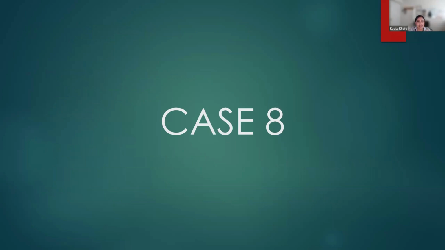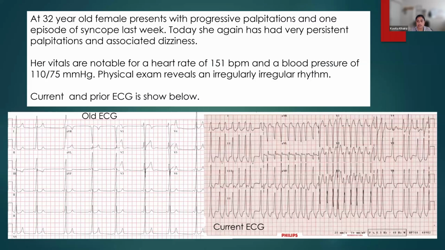Okay, so case 8, and let's see, we have 15 minutes. A 32-year-old female presents with progressive palpitations and 1 episode of syncope last week. Today, she again had very persistent palpitations and associated dizziness. Her vitals are notable for a heart rate of 151 beats per minute and a blood pressure of 110/75 millimeters of mercury. Her physical exam reveals an irregular rhythm. And here's a current and prior ECG. On the left, you have the old ECG, and on the right, you have the current ECG. I'll give you a second to look at this before I go to the question.